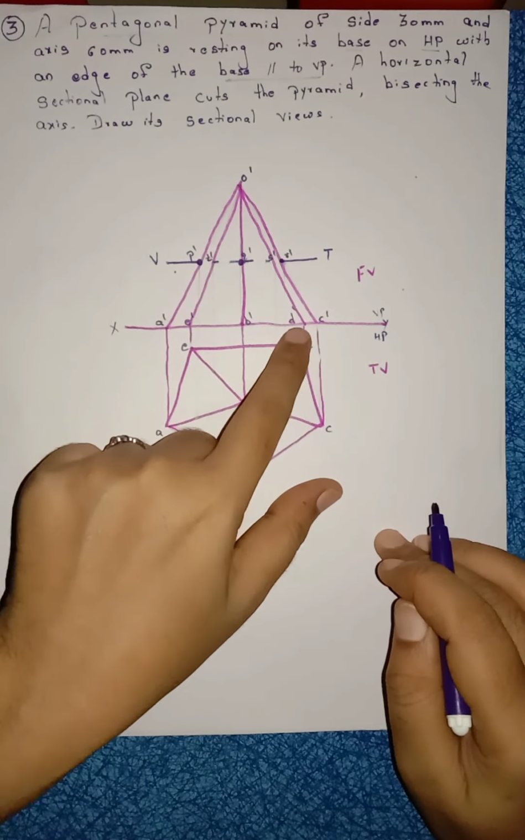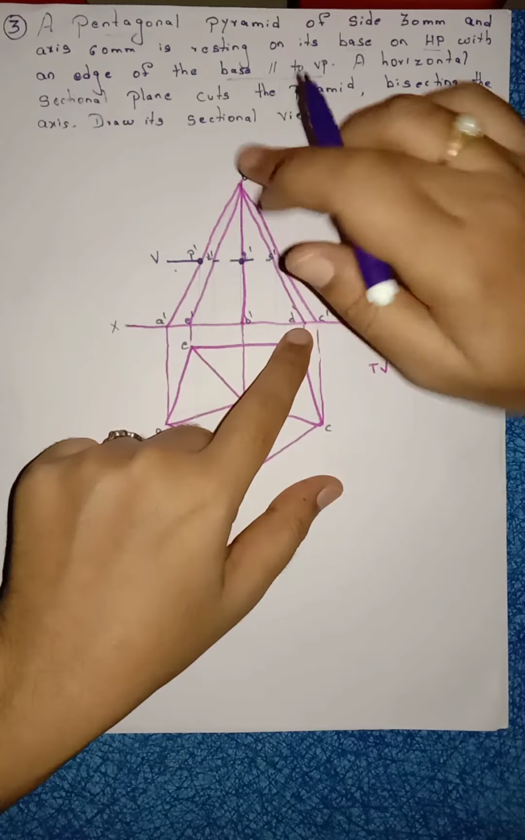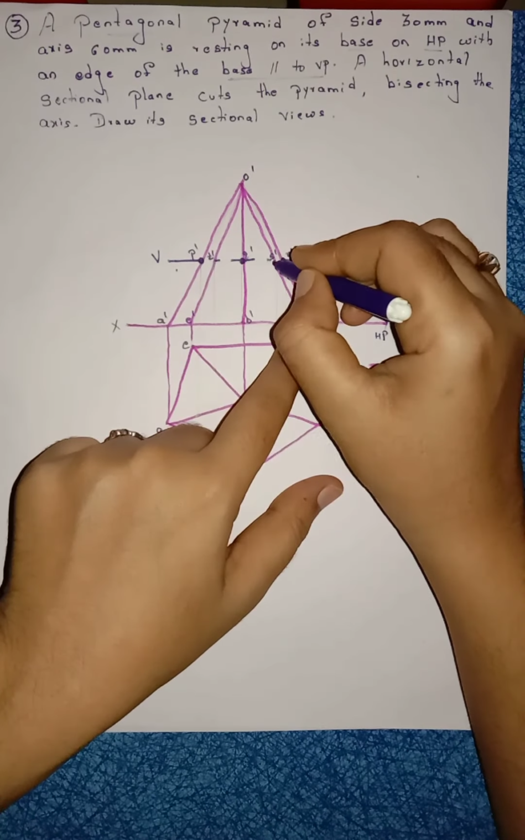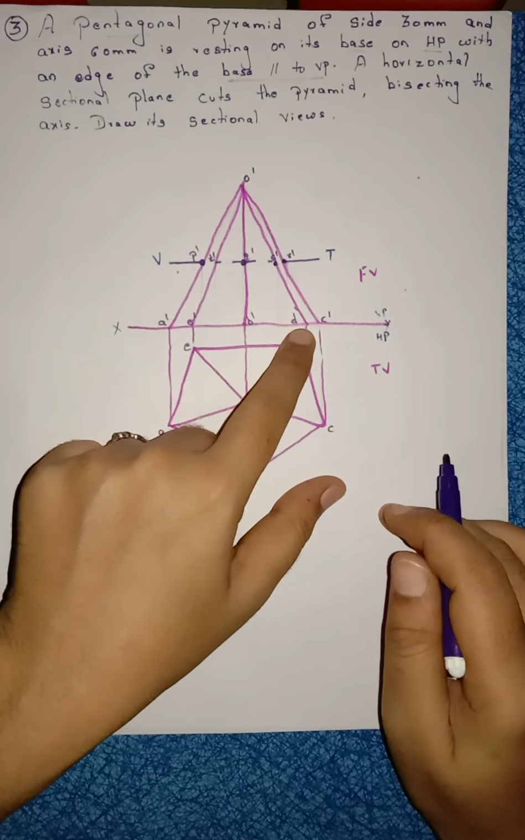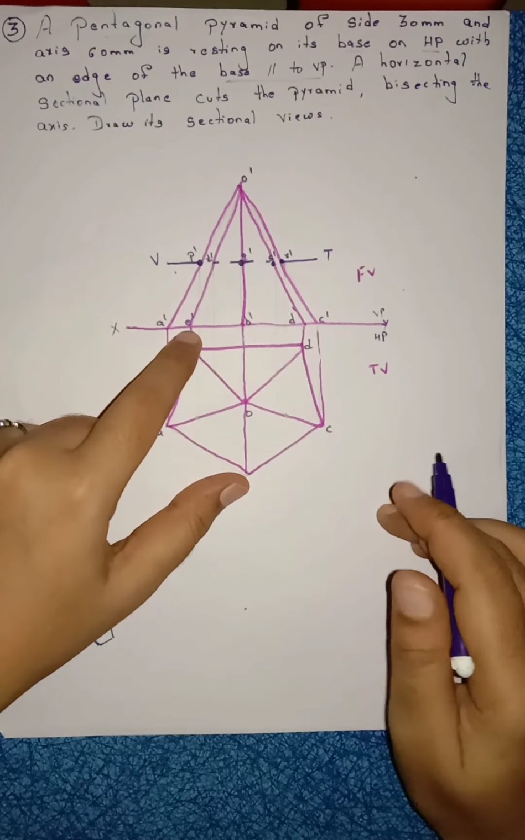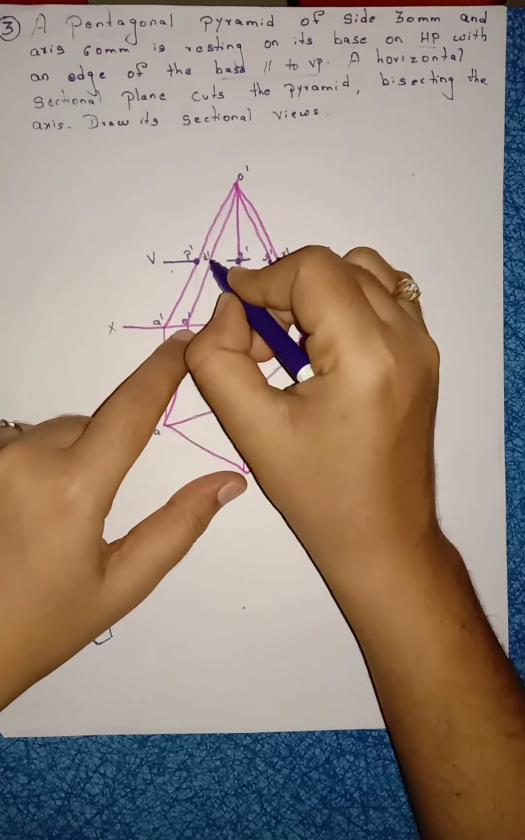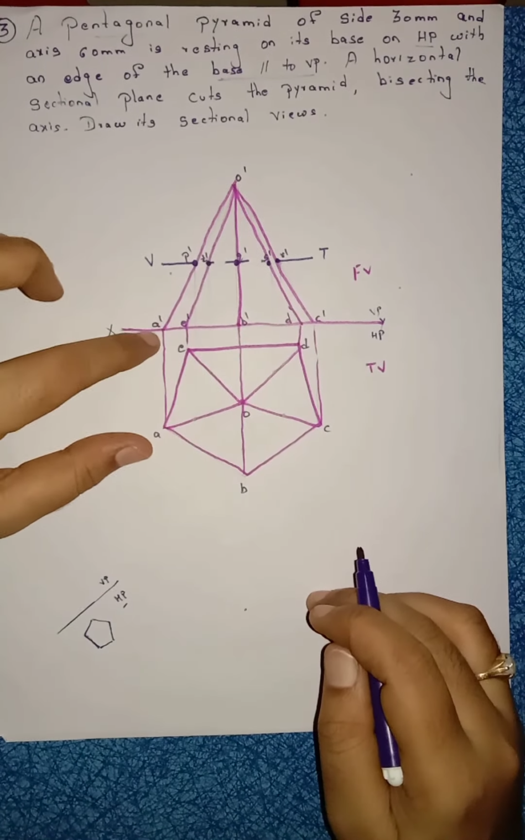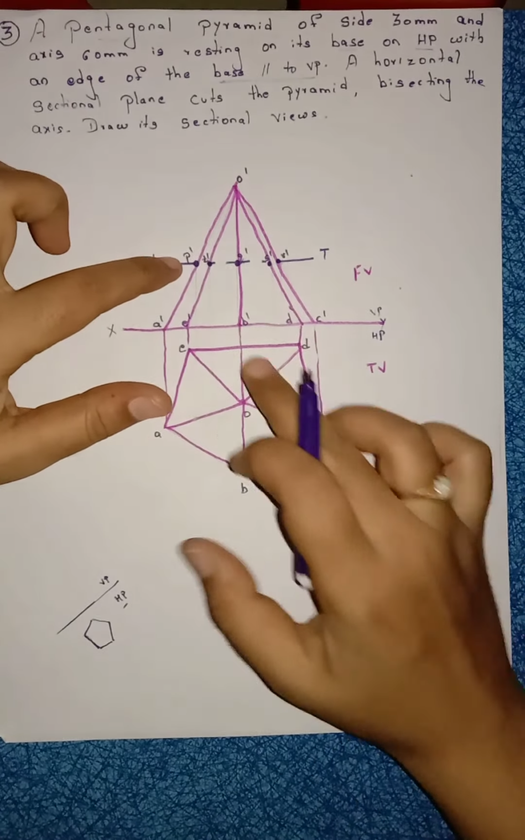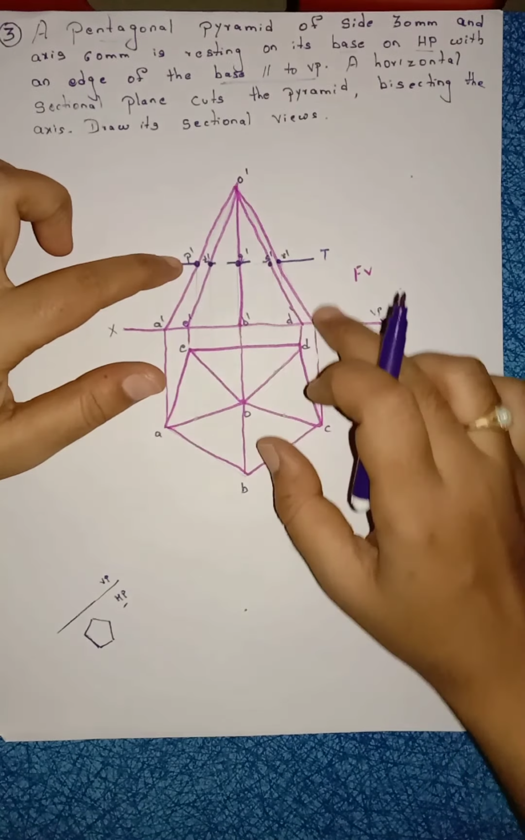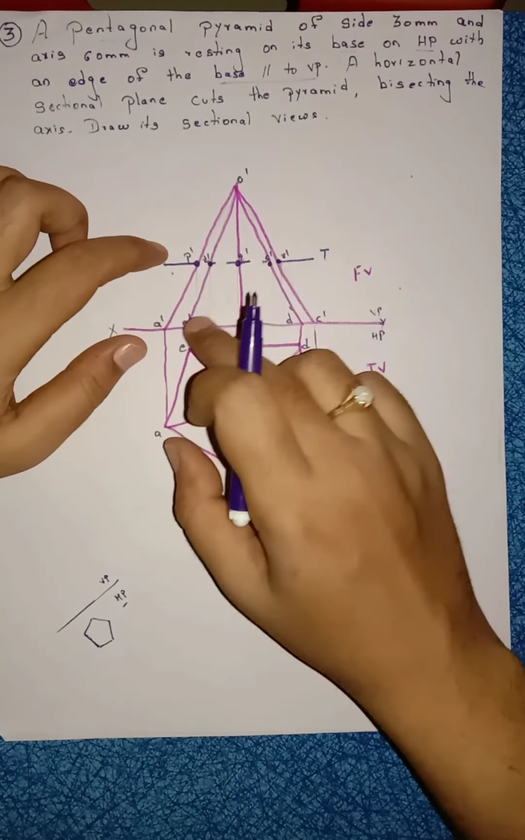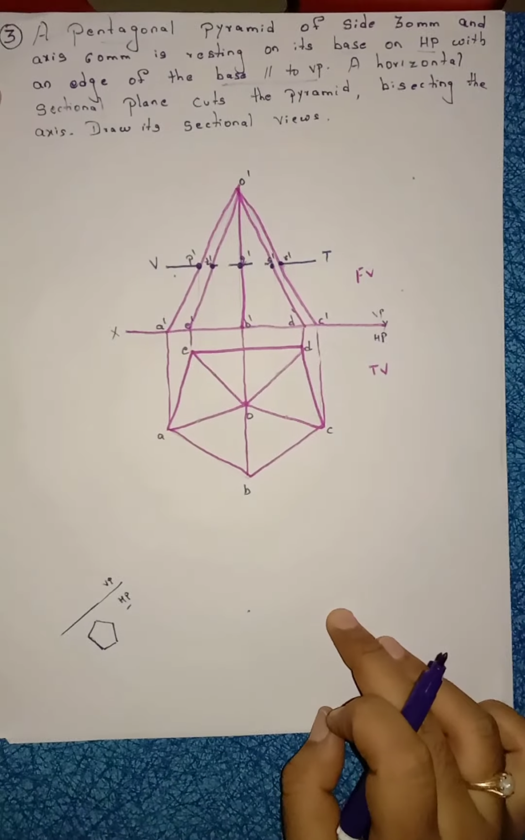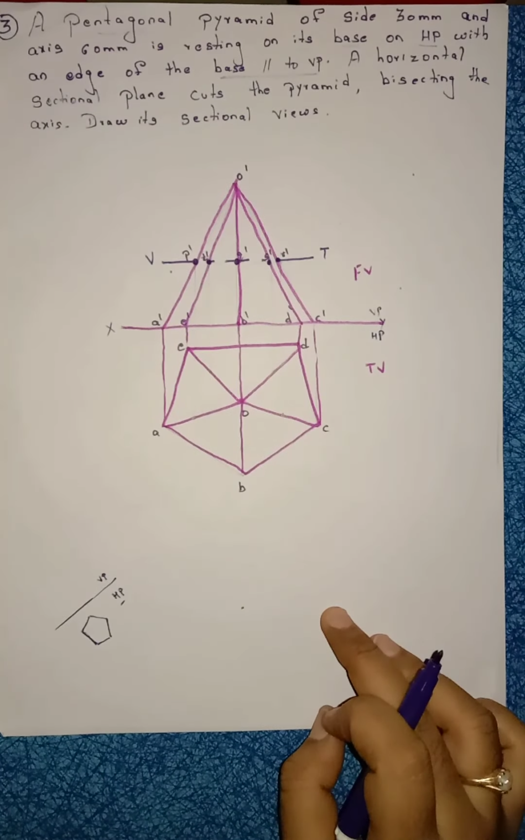Then next, D. This is the face. This is the sectional plane. Coincidence point is S dash. Next, E. This is the face. This is the coincidence point. Name it as T dash. According to alphabets, for A, P, B, Q, C, R, D, S, E, T. Now, how will you project this?